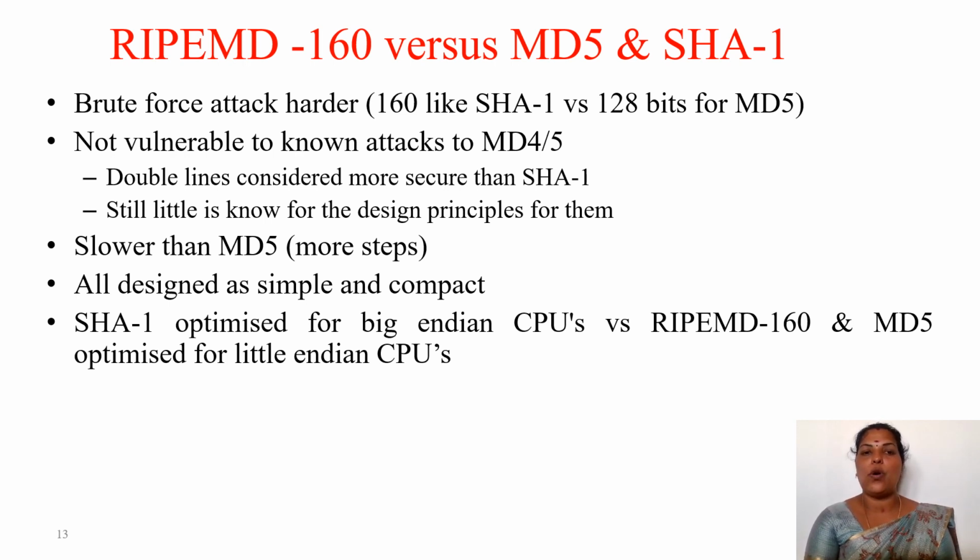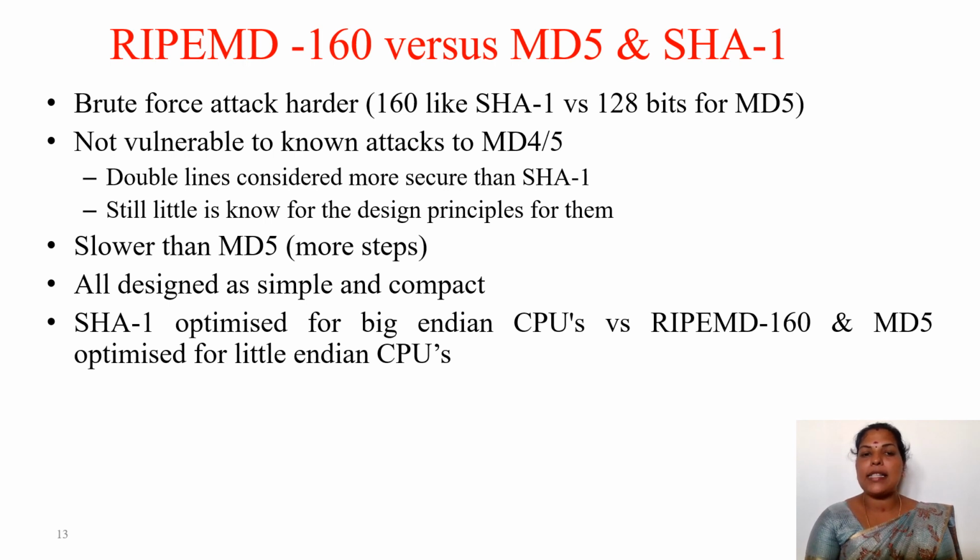Still little is known about the design principles for them. It is slower than MD5, because here more steps are involved. If you see the round function, many different blocks are there compared to MD5. So it is slower because more steps are involved in this RIPEMD, but it is more secure. All designed as simple and compact. All the operations are very simple and compact.